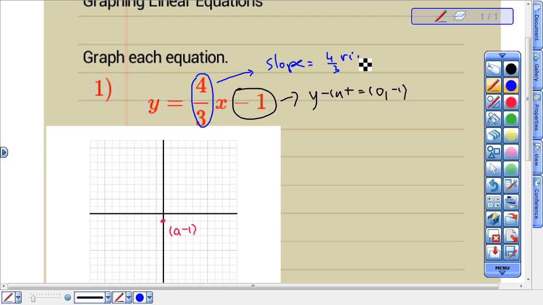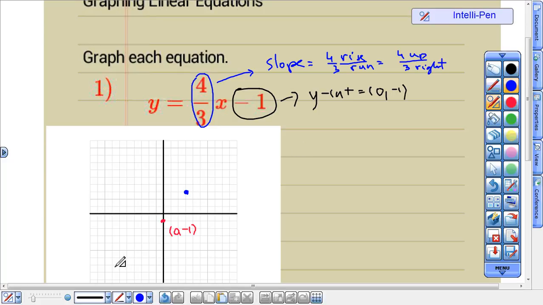And we're going to use the formula rise over run, which means we will have to go up 4 units and then we'll have to go 3 units to the right. So from the original point we'll go up 1, 2, 3, 4 and then 1, 2, 3 over to the right. And this new point will be a point on the line.